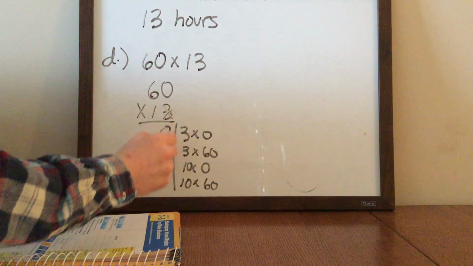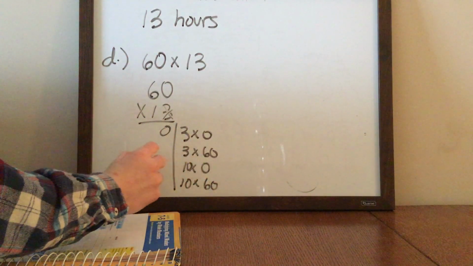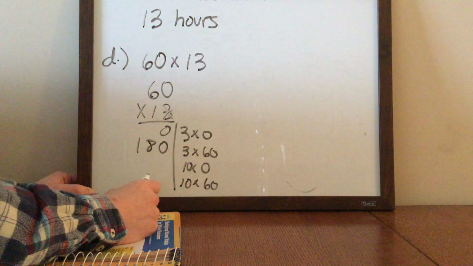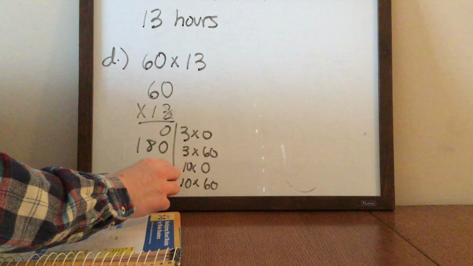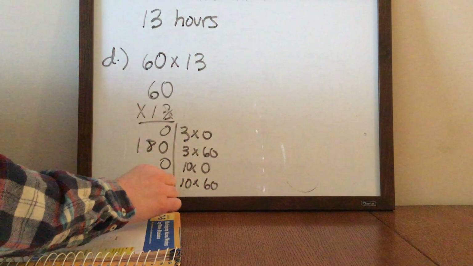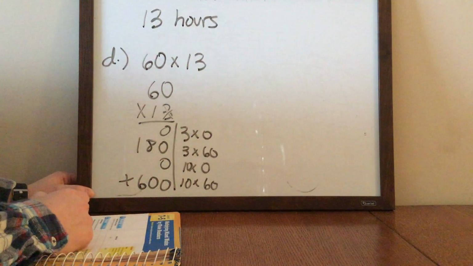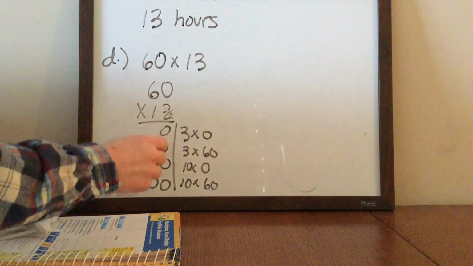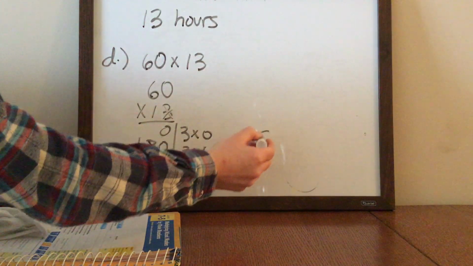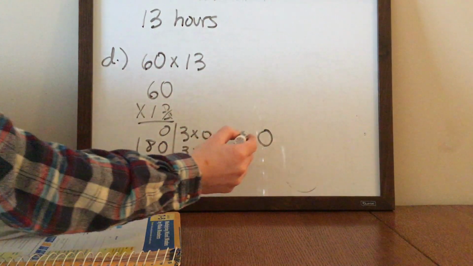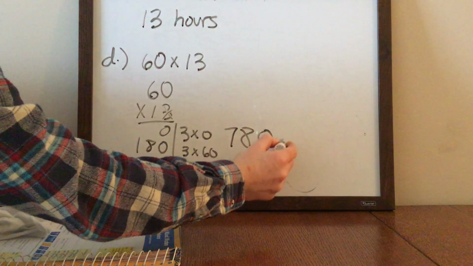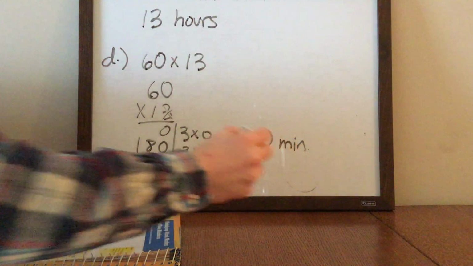So 3 times 0 is 0. 3 times 6 is 18, and I'm going to append a 0 to make 180. 10 times 0 is 0, and then 10 times 60 is 600. So when I add this together, again, this board is kind of small, so we get 0, 8, and 7, so I get 780 minutes.